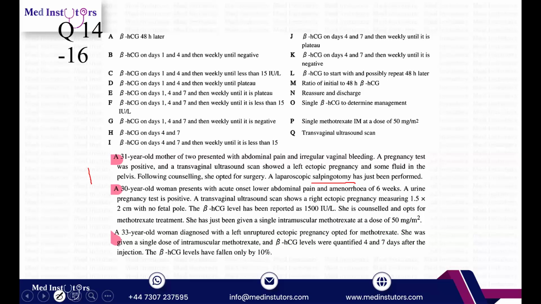Salpingotomy, you have to repeat beta HCG. What do we say? On day 4 and day 7. And another thing is that 1 in 5 women would require a further treatment for it, maybe a salpingectomy or a further major treatment. Okay, next question.